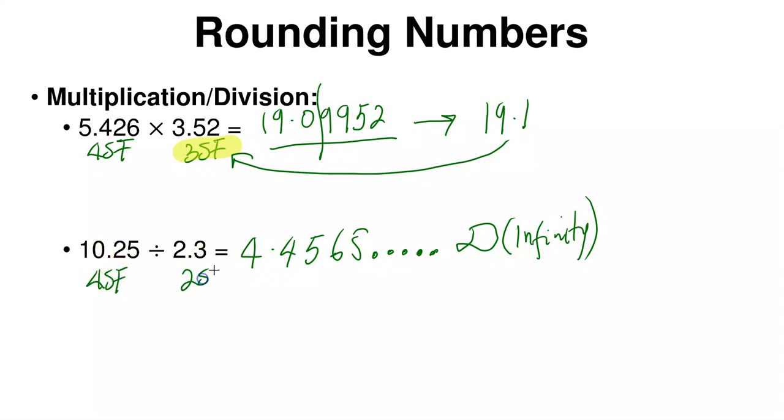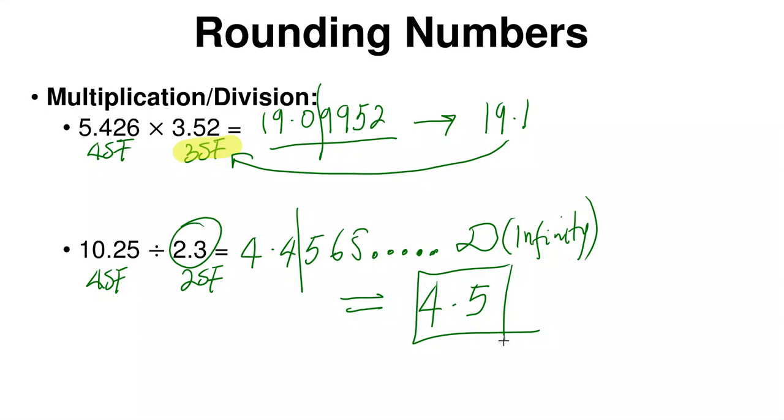This is 2 significant figures. So our final answer is supposed to have 2 sig figs to match the one with the smallest number of significant digits. So what we are going to do is round this off to that. To round this off to 2, we are going to drop the rest of the number. And since this is equal to 5, we're going to round up. Our final answer will be 4.5, rounded to 2 significant digits.